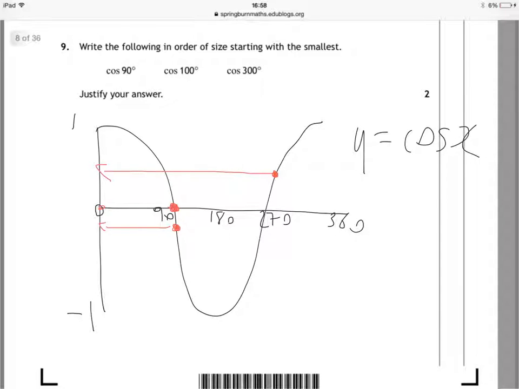So we're listing these in order from smallest to highest. Well, the smallest value is definitely cos 100. The next smallest is cos 90. And then the highest value is given by cos 300. And that's the final answer.